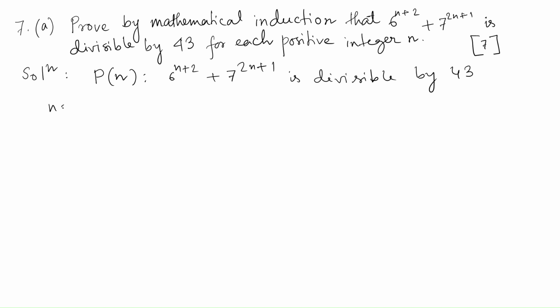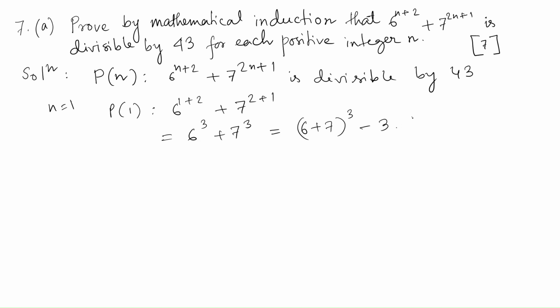Now let's take n equals 1. Then P1 is 6 power 1 plus 2 plus 7 power 2 plus 1. So that is 6 cube plus 7 cube. Now if we apply a plus b whole cube minus thrice ab into a plus b, then we will have 6 plus 7 whole cube minus thrice into 6 into 7 into 6 plus 7. So it is 13 cube minus 3 into 6 into 7 into 13.